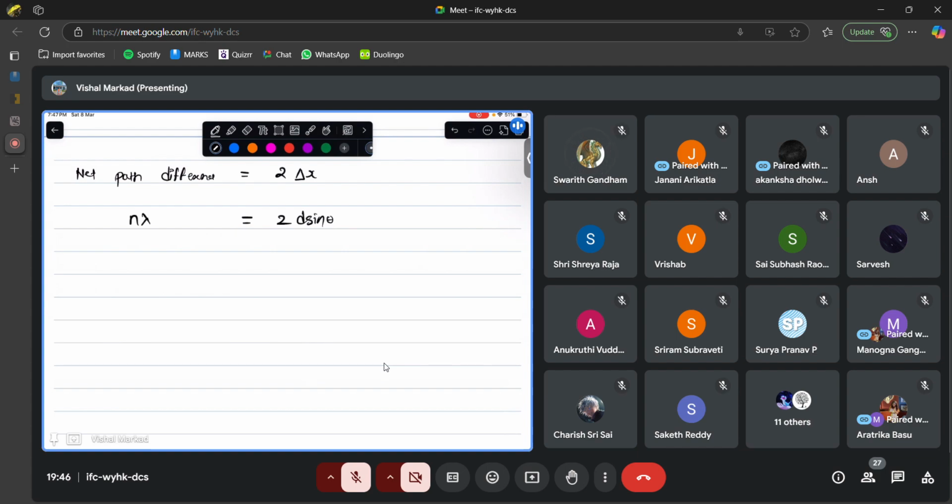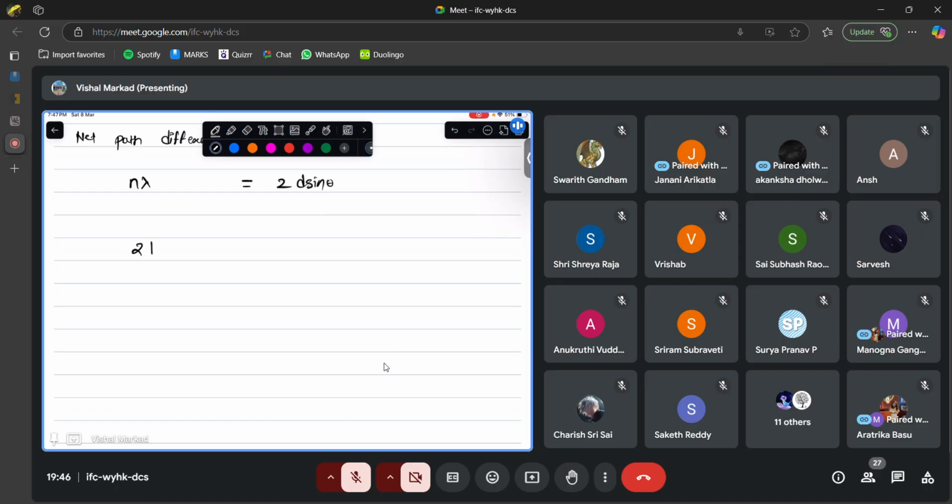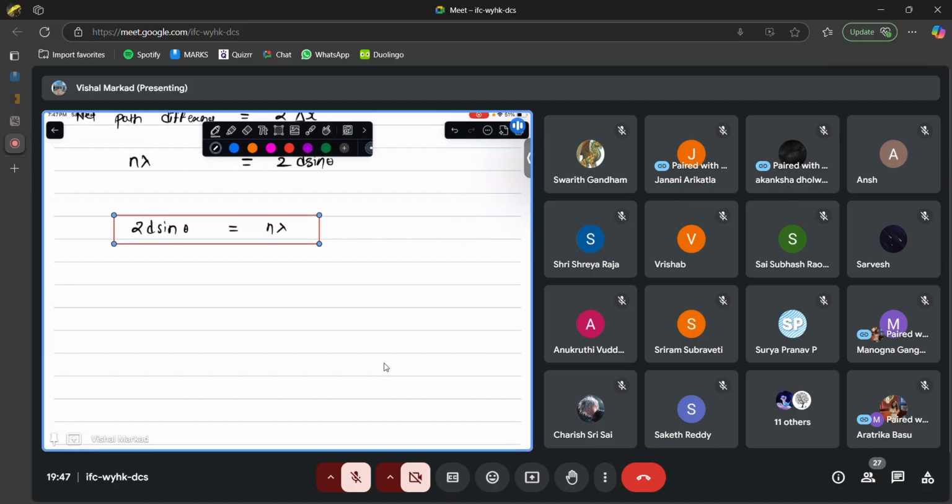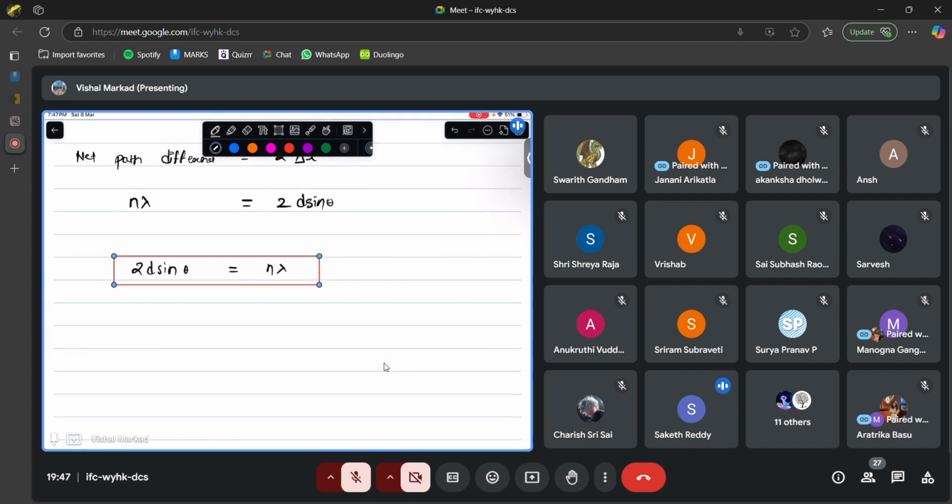Do you understand this one? Yes, sir. So what is the equation? Bragg's equation. 2d sine theta will be equal to n lambda. This is called Bragg's equation. And this question comes from solid state every year. You go and check previous year papers. Every year there will be one question for 4 marks: state Bragg's law. So this equation is called what? Bragg's law, right? Bragg's equation.